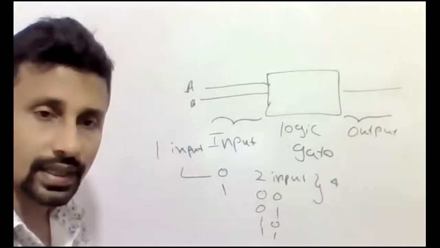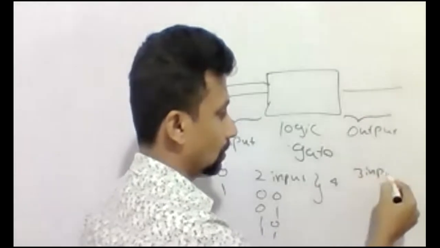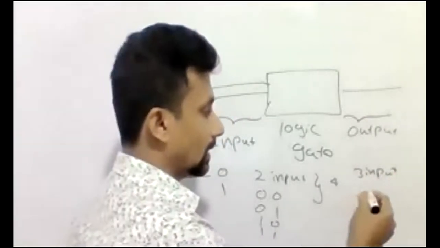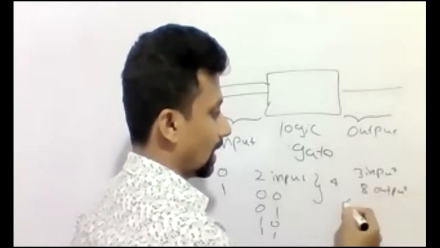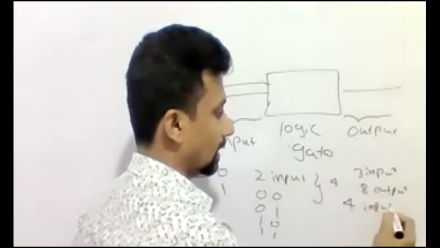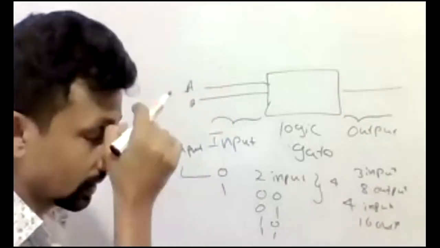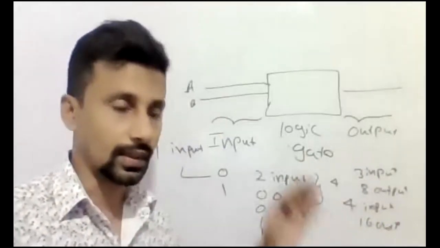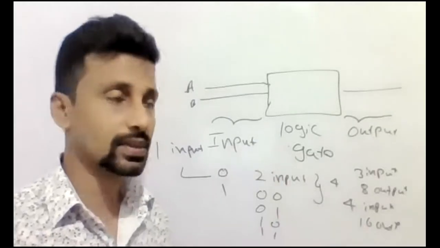If you have three inputs, you can write like this, and you get eight patterns. If you have four inputs, you get 16 patterns. Both the number of input patterns and output patterns will be the same.